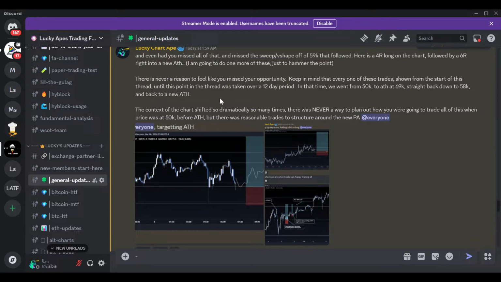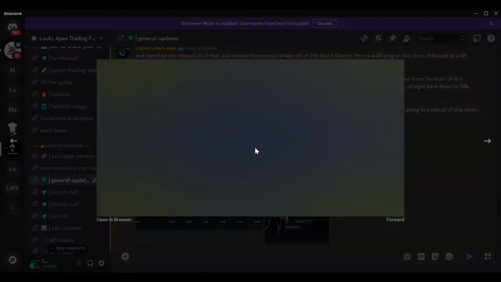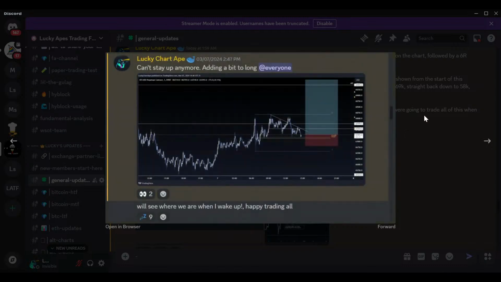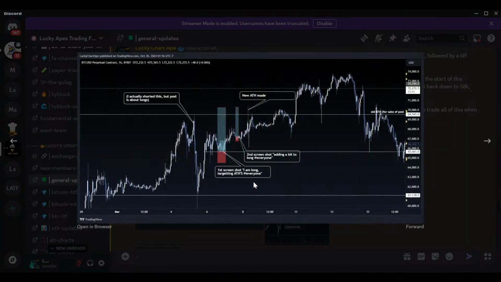I said the context of this chart shifted so dramatically, so many times, there was never a way to plan out how you were going to trade all this when price was at 50K, before all-time highs. But there were reasonable trades to structure around the new price action. So then I was just sharing this setup, I'm going to show it on the chart in a second, which were these ideas. We had this big V-shaped recovery. We had this retest here, big bullish divs. This was a big liquidity wipe, targeting a new all-time high. And we have this big wick into a new all-time high. I was on a live stream here as well. I did not take that short. This happened. This was like 15 seconds and then straight back down.